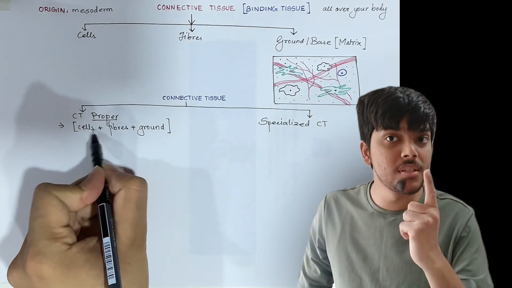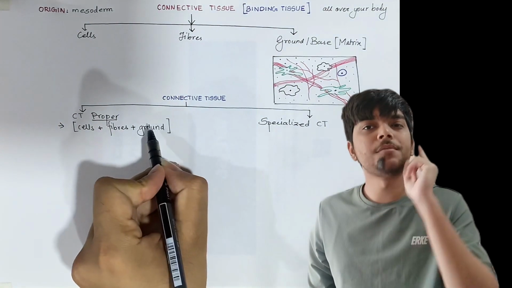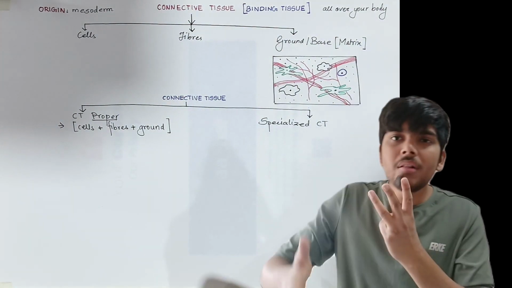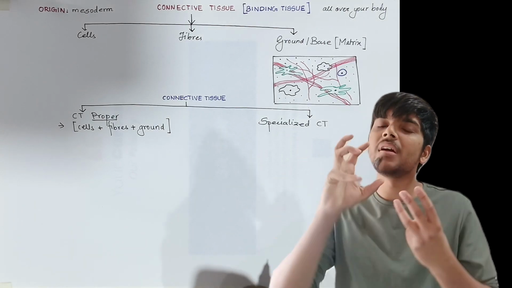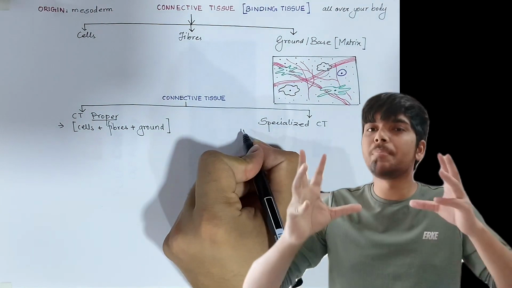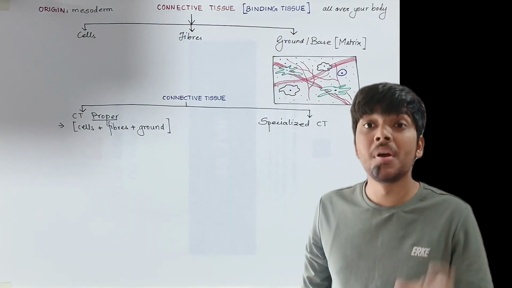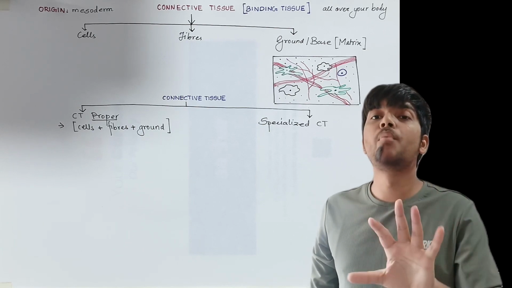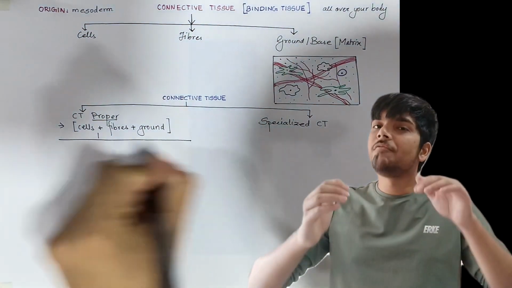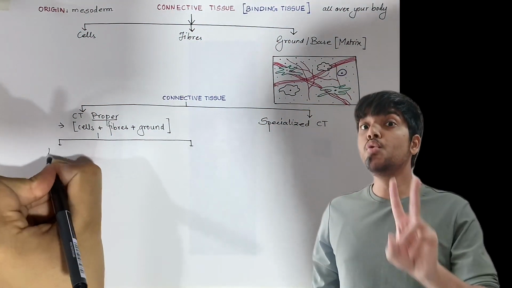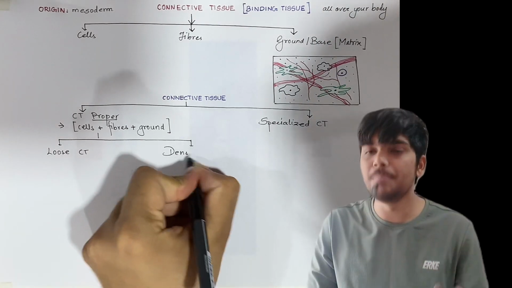The presence of cells, the presence of fibers, and the presence of matrix. Cells plus fibers plus matrix. If all these three components are present, then that's your proper connective tissue. But not just the presence of all these three make a connective tissue proper connective tissue. They should be arranged in a proper way. Proper connective tissue is further classified into two types. That's your loose connective tissue and dense connective tissue.